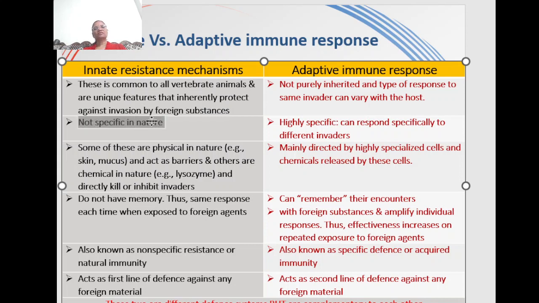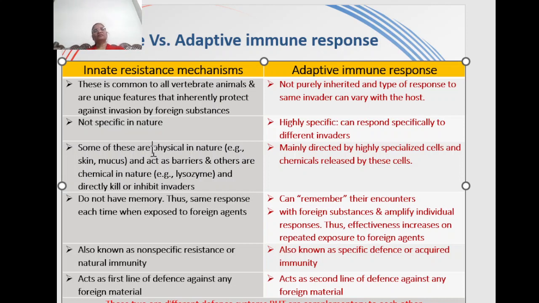The innate resistance mechanism is non-specific in nature. What does it mean? The response given to bacteria, fungi, and viruses will be of the same type. There is no difference in the response given against different types of pathogens.